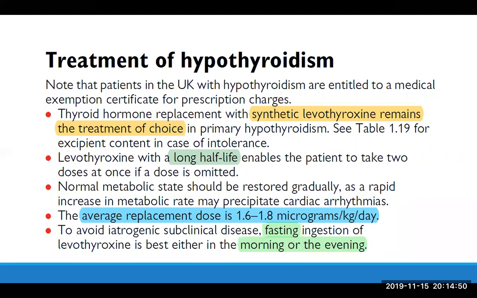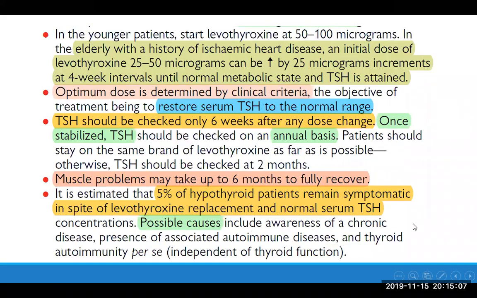If any patient missed his ordinary dose of levothyroxine, he can take it the next morning as a double dose. And of course, the full replacement dose is 106 to 108. And of course, we must take it in a fasting state, morning or evening, but you must know the last meal.